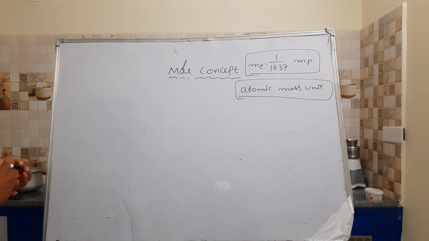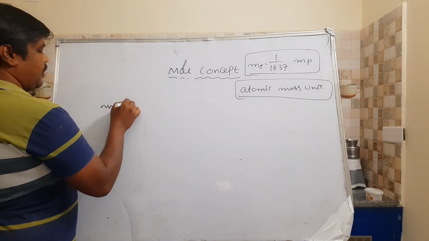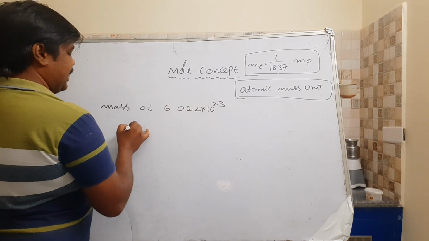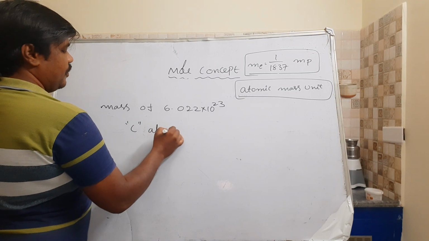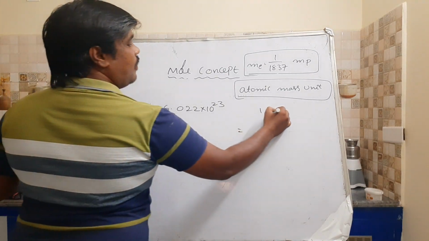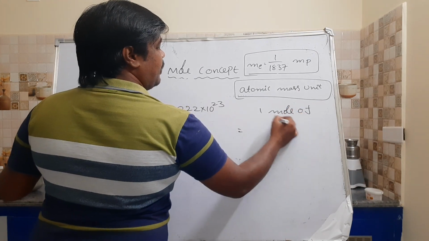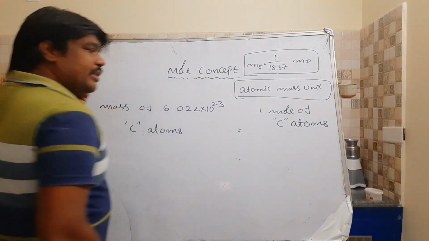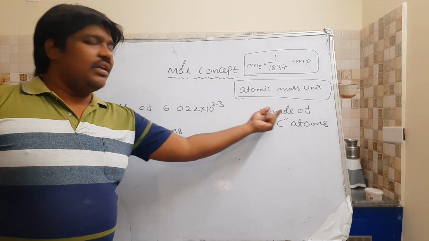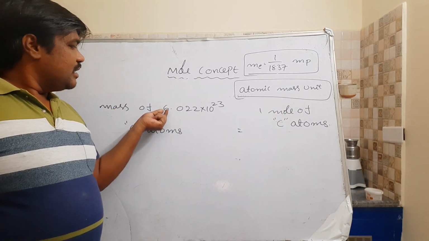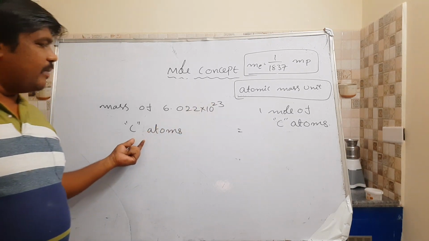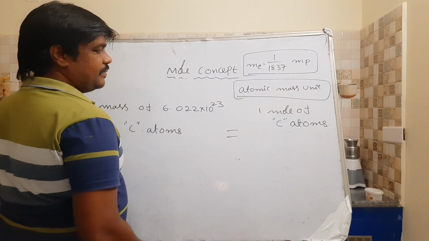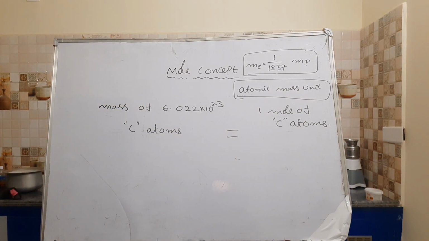Now, if you want to calculate the mass of 6.022 into 10 to the power of 23 carbon atoms, that is nothing but 1 mole of carbon atoms, right? Get my point? So, this number is nothing but 1 mole. So, if you want to calculate the mass of 6.022 into 10 to the power of 23 carbon atoms, that is equal to the mass of 1 mole of carbon atoms.